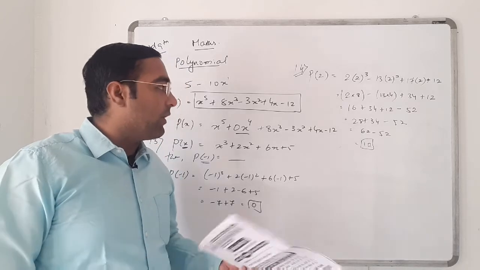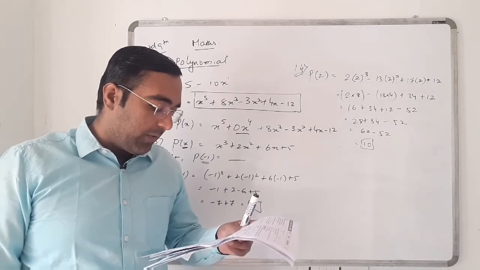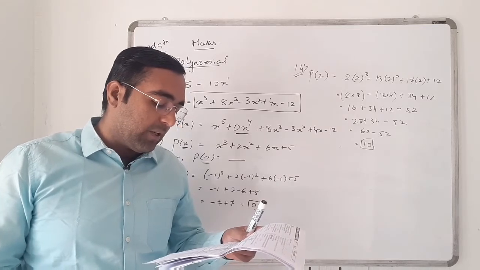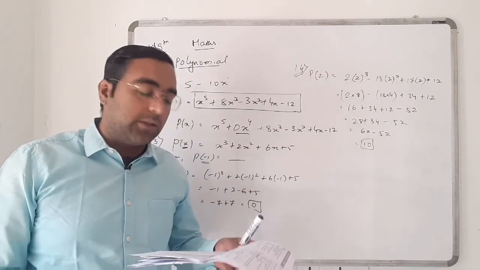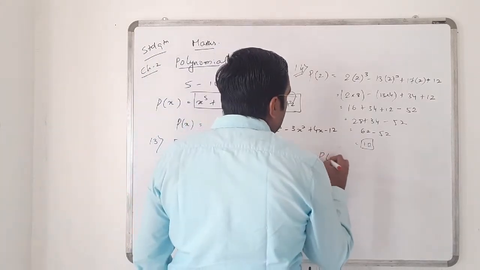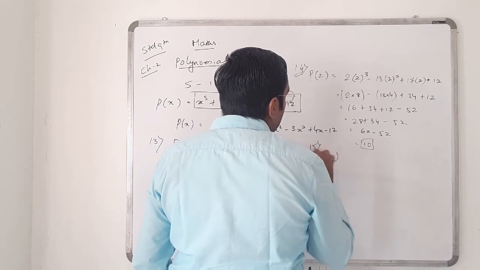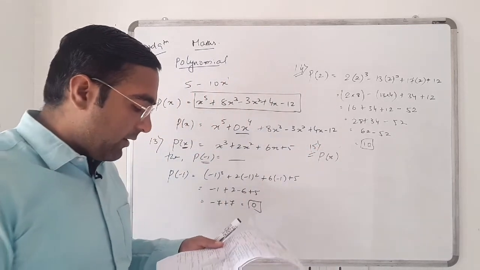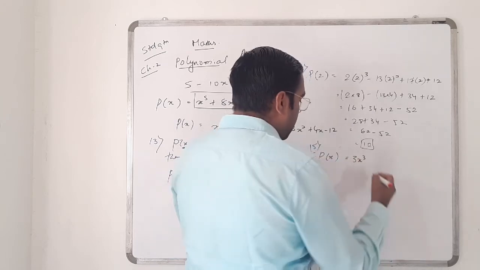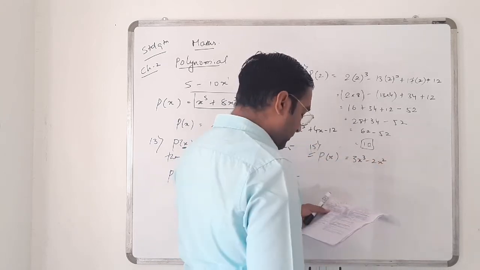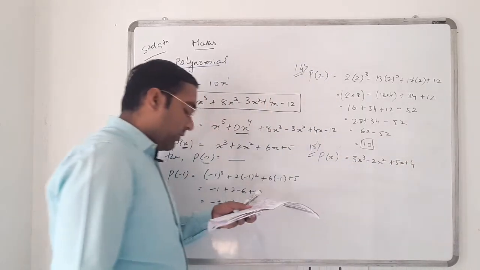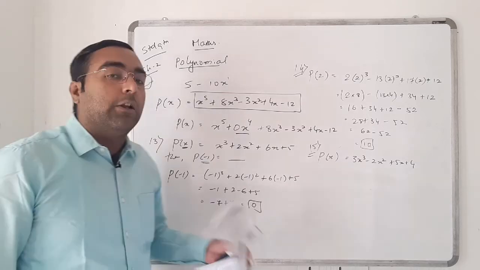Now we are moving to question number 15. So question number 15, p of x equal to 3x cube minus 2x square plus 5x plus 4, find the value at x equal to minus 1. So we have to take x equal to minus 1 in the following polynomial. So the polynomial is p of x equal to 3x cube minus 2x square plus 5x plus 4.